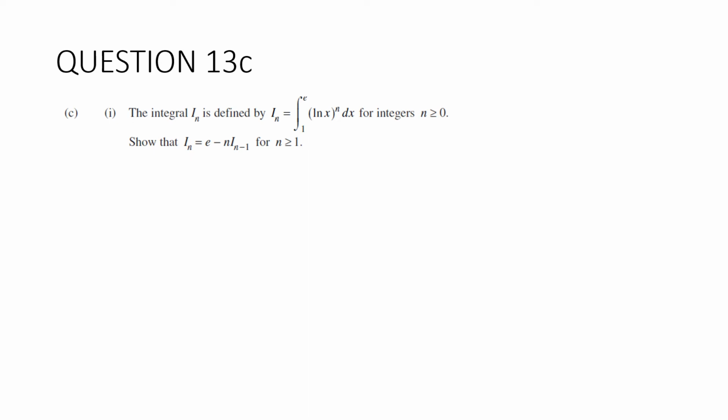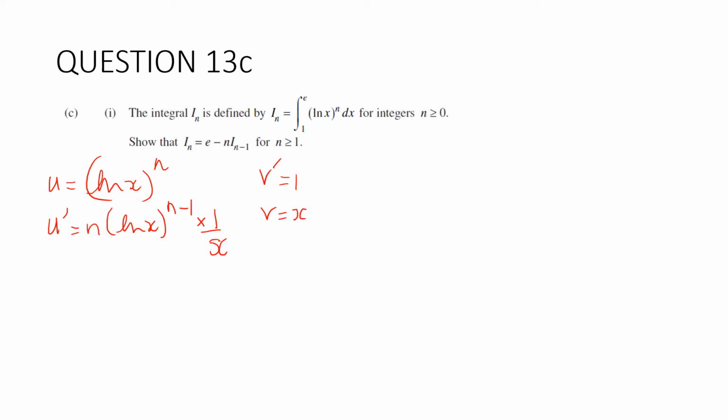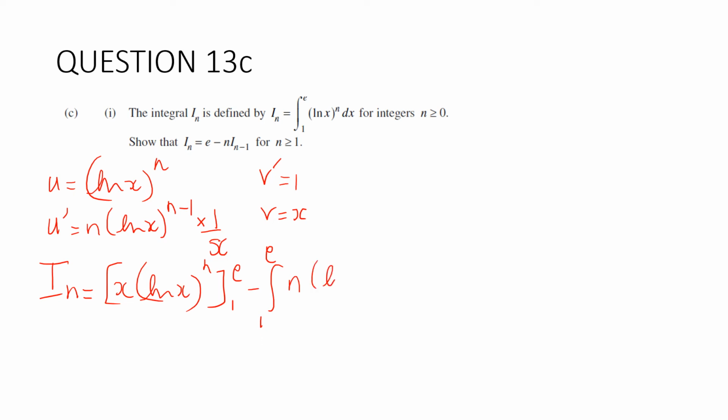We have u is equal to (ln x) to the power of n, u dashed is equal to n (ln x) to the n minus 1 times 1 on x. And v dash is equal to 1 and v is equal to x. So In is equal to u times v, so x (ln x) to the power of n between 1 and e, take away the integral between 1 and e of u dashed times v, so n (ln x) to the n minus 1 times 1 on x times x dx.